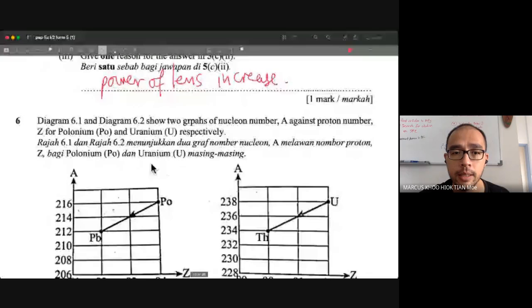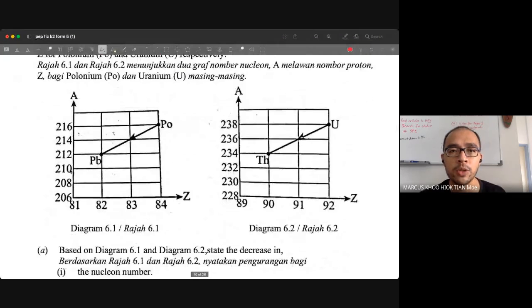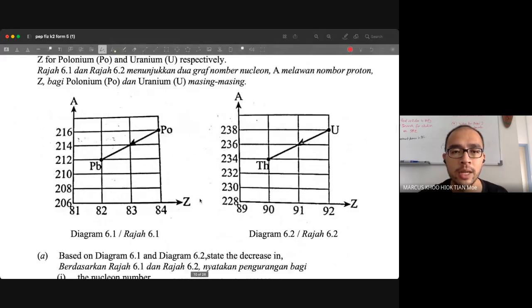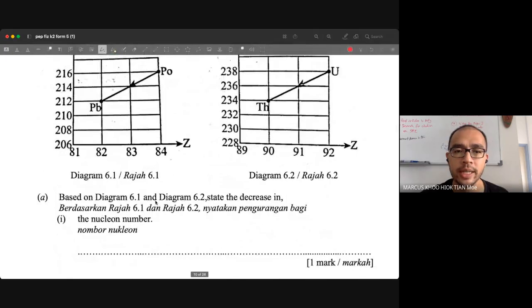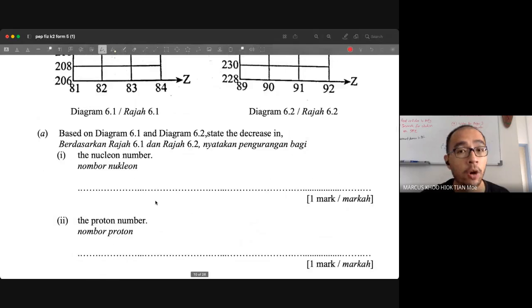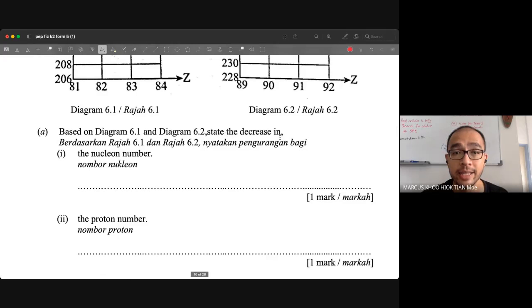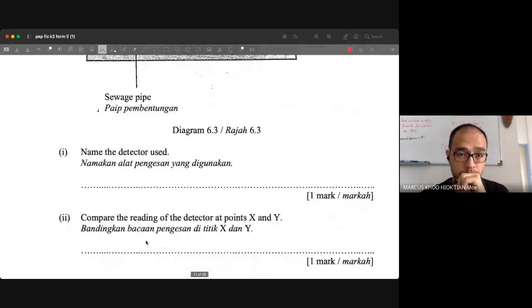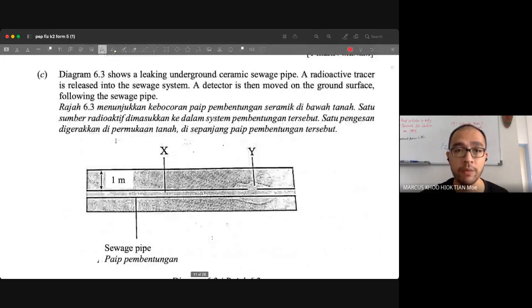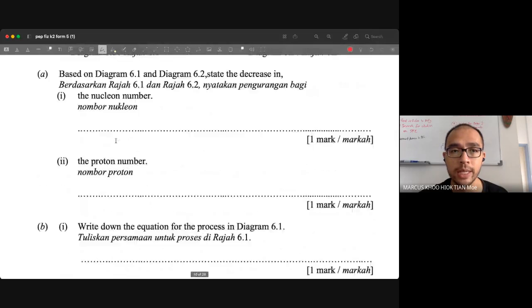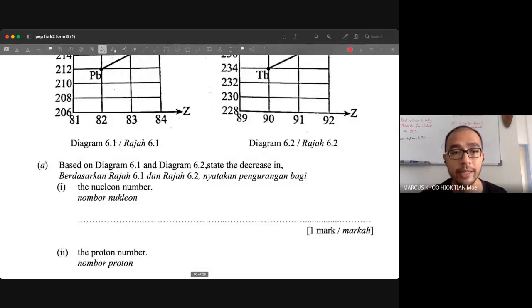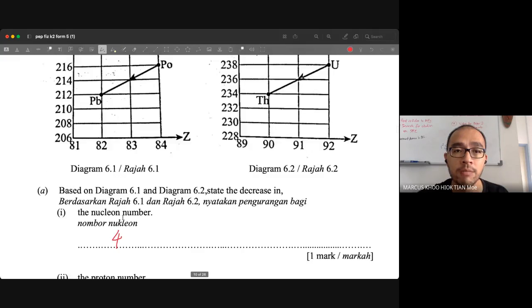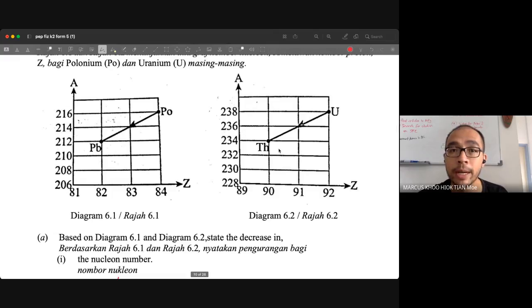Okay, question number 6. 6.1, 6.2, show two graphs, nuclear number, this one. This is not a compare question lah, because dia cakap state the decrease. Dia bukan suruh kamu compare. Actually, the compare question doesn't even happen like at all, kecuali sini saja, bukanlah dia strange, cuma cara compare dia adalah lain. Okay, state the decrease in the nuclear number. You know what the answer is? The answer is just number 4. That's all I want, because in both cases, dia kurang 4, dia kurang 4.